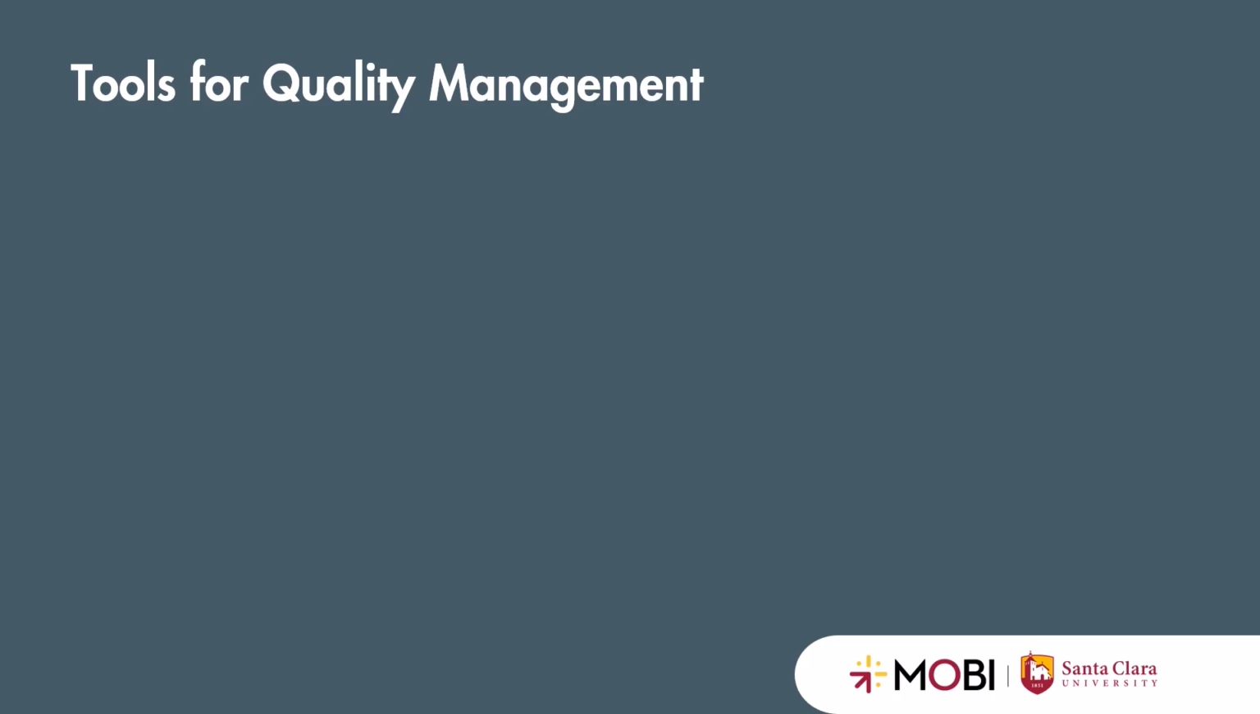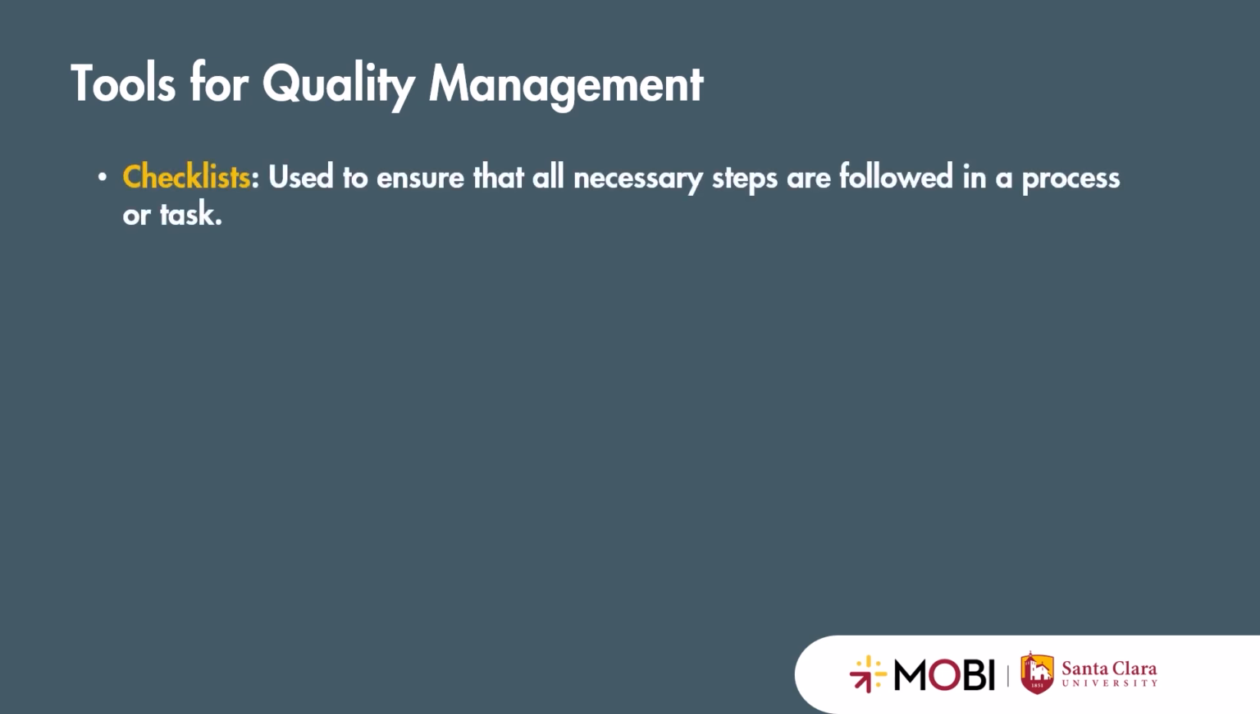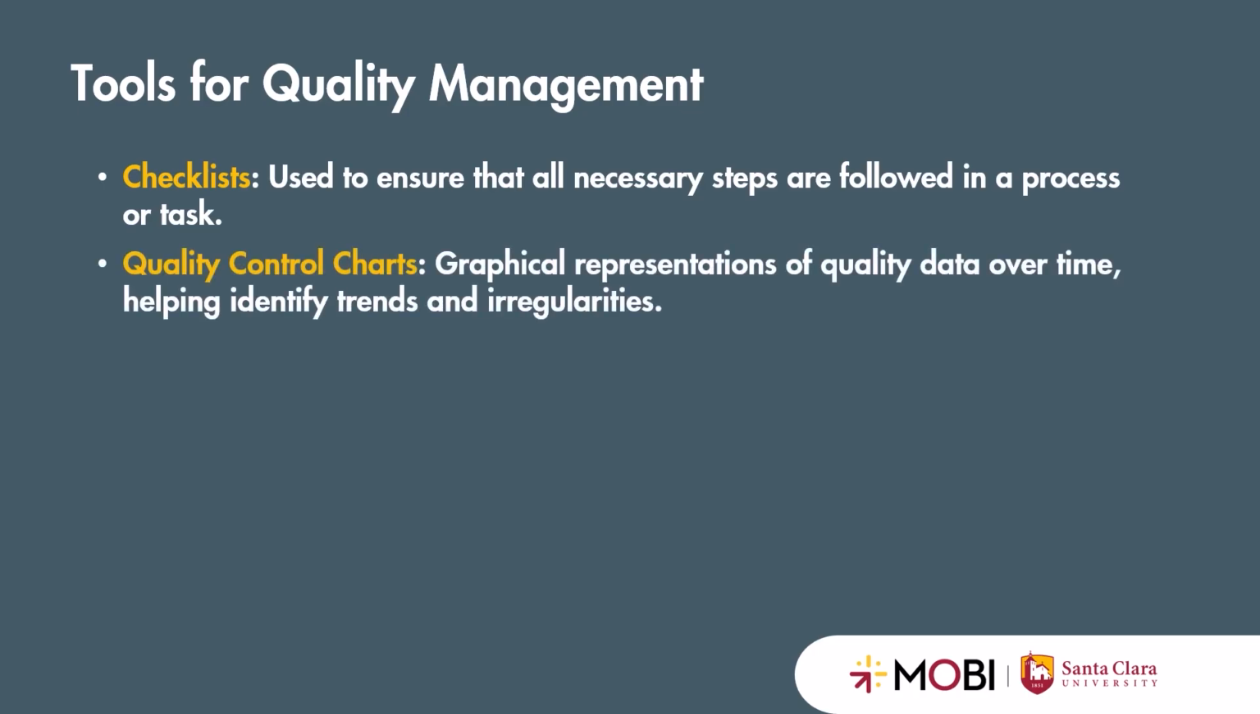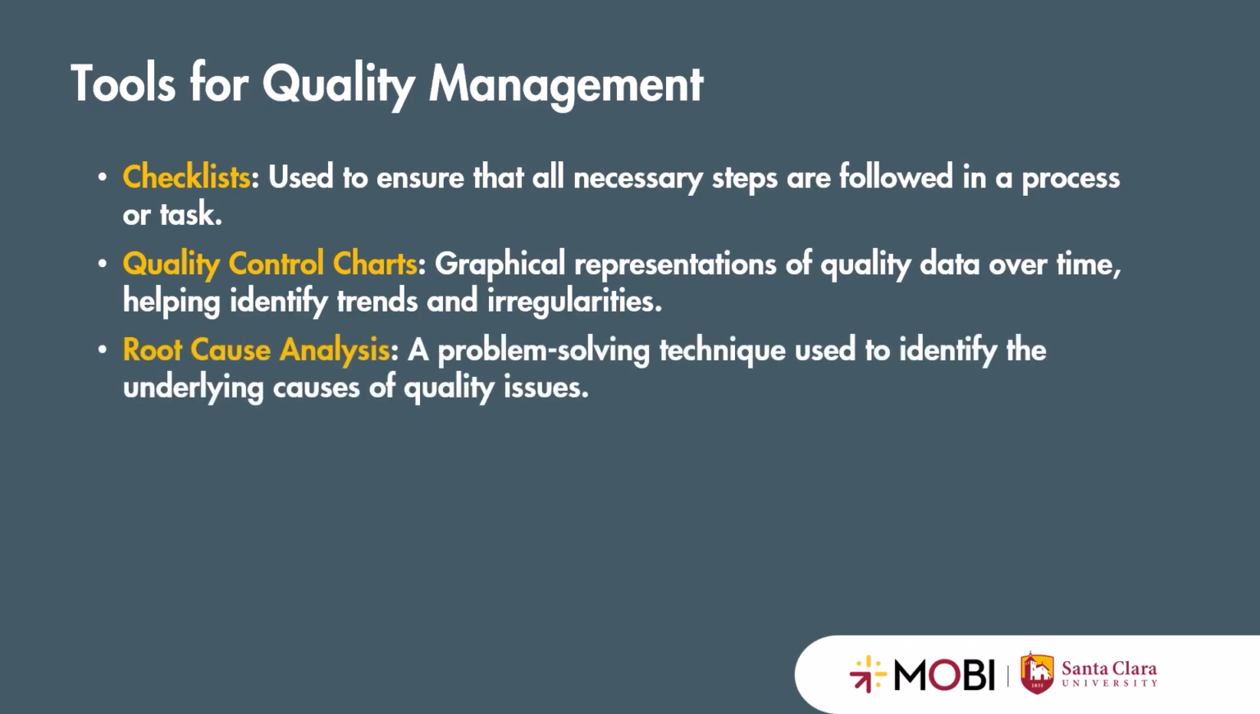Here are 5 examples for you to consider and/or research for your business. 1. Checklists are used to ensure that all necessary steps are followed in a process or task. 2. Quality control charts provide graphical representations of quality data over time, helping identify trends and irregularities. 3. Root cause analysis refers to a problem-solving technique used to identify the underlying causes of quality issues.